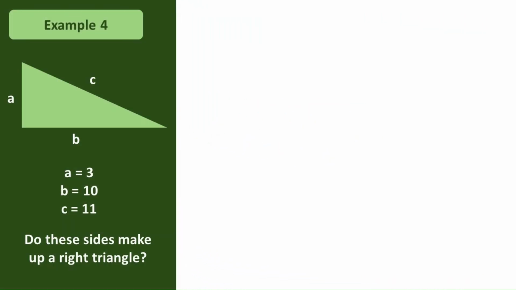Example 4. We're given the 3 sides of a triangle and we're asked if this is a right triangle. The converse says if we apply the Pythagorean theorem and we see that indeed the sides of the equation are equal, then the triangle is a right triangle. So let's start. The formula, C squared is equal to A squared plus B squared. We'll ask, is C squared really equal to A squared plus B squared here?